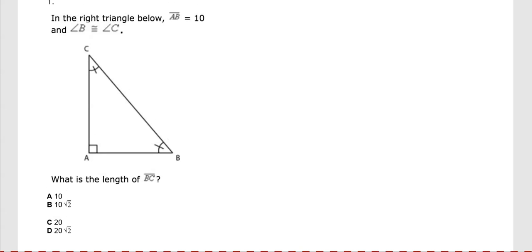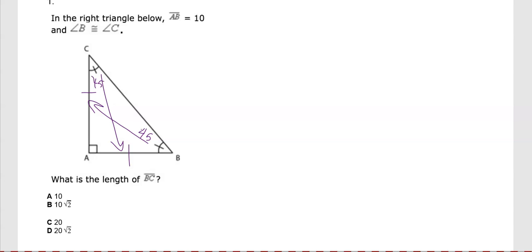Okay, so in number 1, it says in the right triangle below, line segment AB is 10 and angles B and C are congruent. Now remember, if two angles are congruent in a triangle, that means the sides opposite to them are also congruent. So this is an isosceles right triangle, which means by default it is a 45, 45, 90. Because if you have the interior angles of a triangle equal to 180, and 90 of those are taken up by the right angle, and the other two are equal, you would divide it by 2 and get 45.